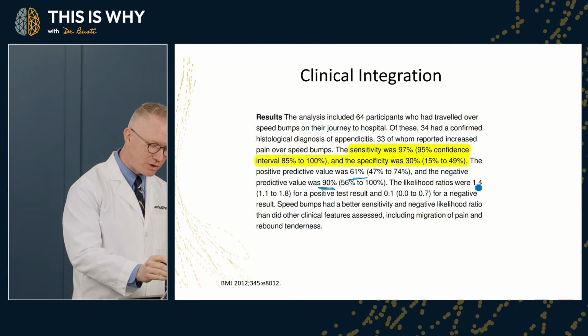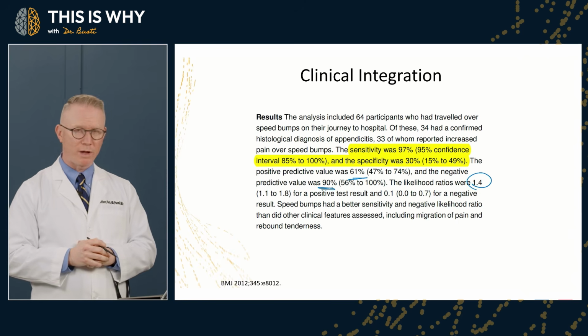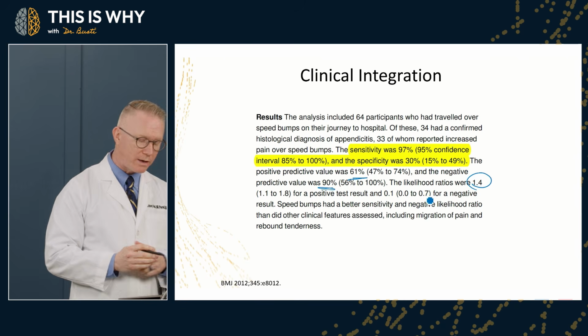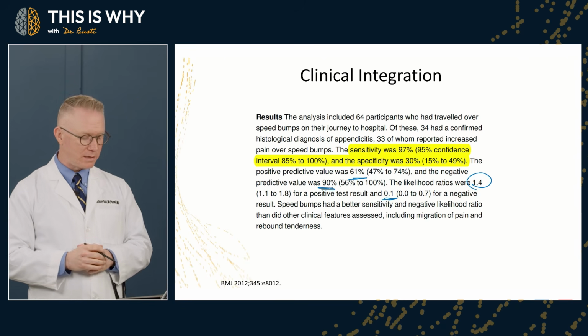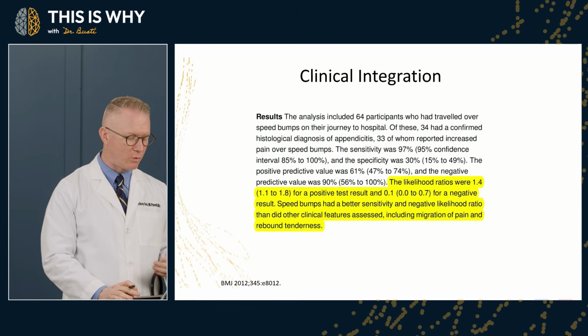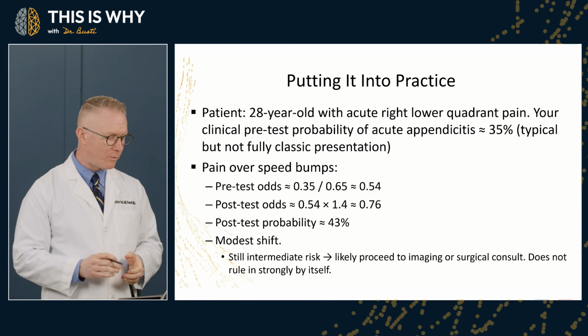But look at the likelihood ratios. So the likelihood ratio of a positive result is 1.4. If it's a negative result, it's 0.1, right? So they give us all of those values. This is well written and very helpful.